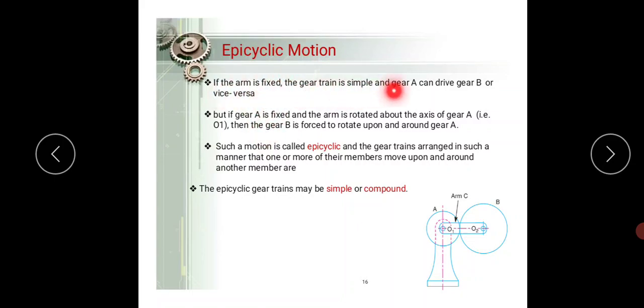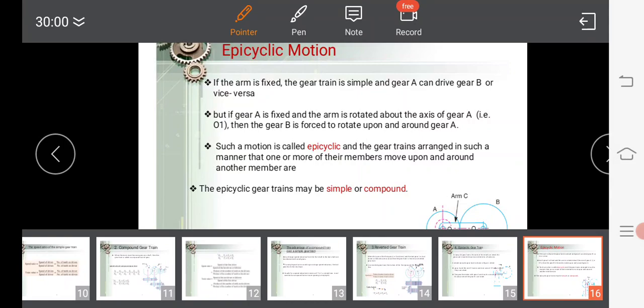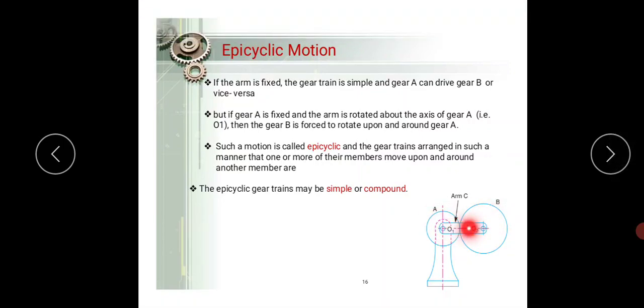Now if the arm is fixed, the gear train is simple, and gear A can drive gear B or vice versa. If the arm C is fixed and gear A is rotated, it will drive gear B. That means here gear B is the driven gear.